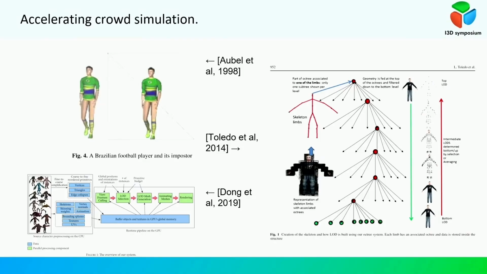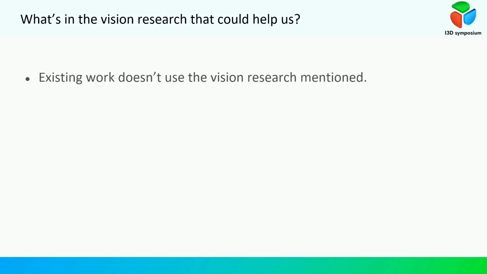There has been existing work to try and accelerate crowds. The first is the idea of 2D imposters to replace 3D agents. Level of detail based on the prominence of the agent on the screen, as well as GPU-accelerated animation updates done via instance management in the GPU. However, what you might have noticed about these things I just talked about is that none of it tries to make use of the vision research we just mentioned. So, what could we use?